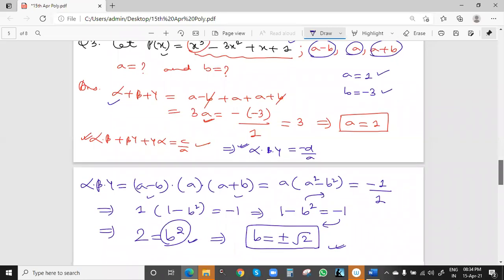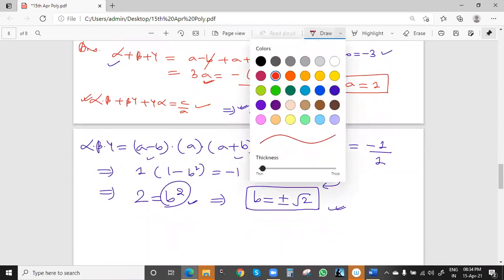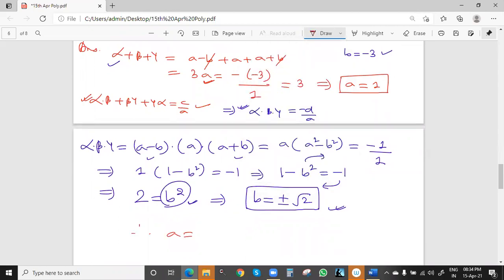So finally we got both the values of a and b. So we can write, hence a equal to 1 and b equal to plus minus root 2. So any doubt, anyone, please ask. So a is 1 value, but b square is there. B square, that means two values, quadratic form. So one is root 2 and another is minus root 2. So we can say plus minus root 2.